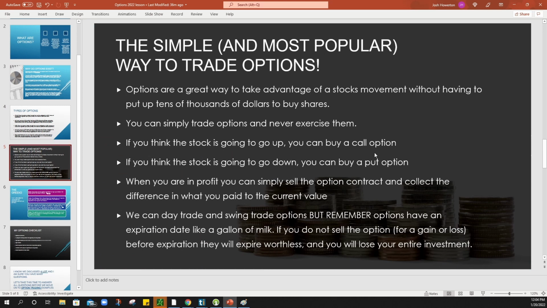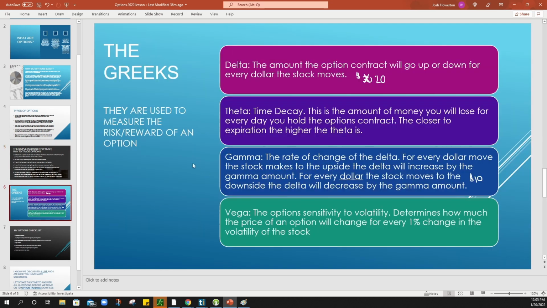Stock go up, you buy a call. Stock go down, you buy a put, okay? You can sell it at any point in time for a gain or for a loss. You know what the Greeks are. You know which ones are the most important, delta and theta.